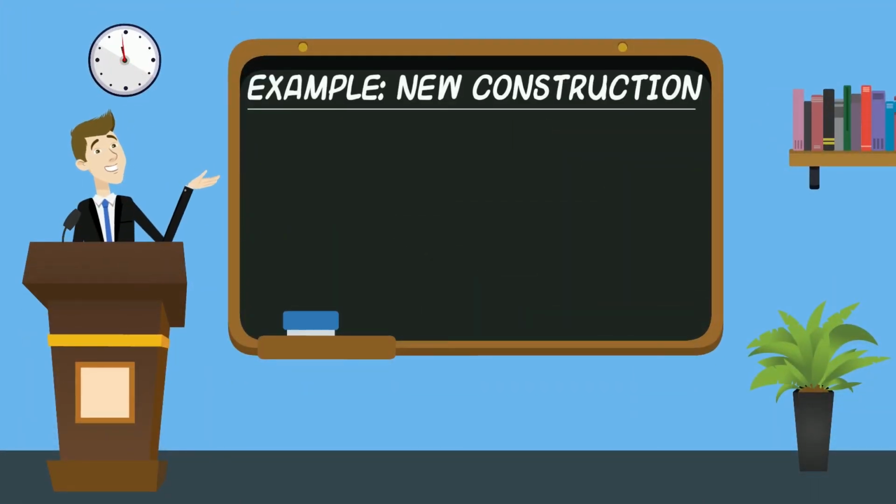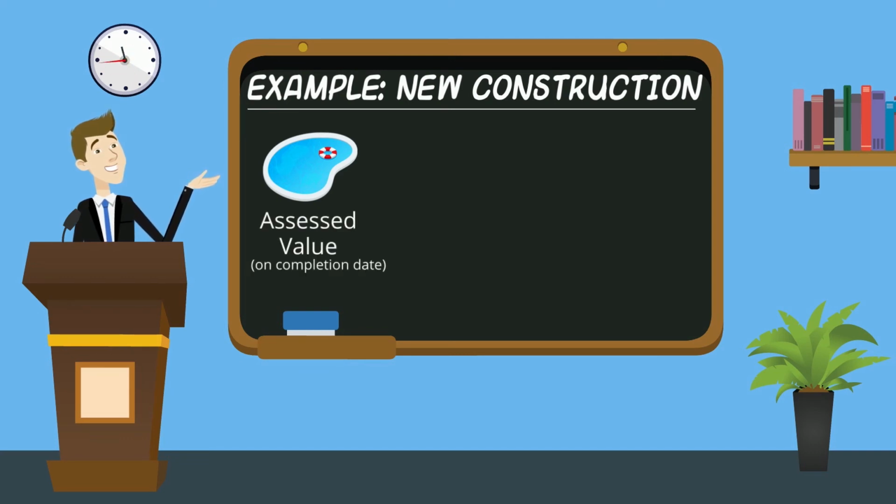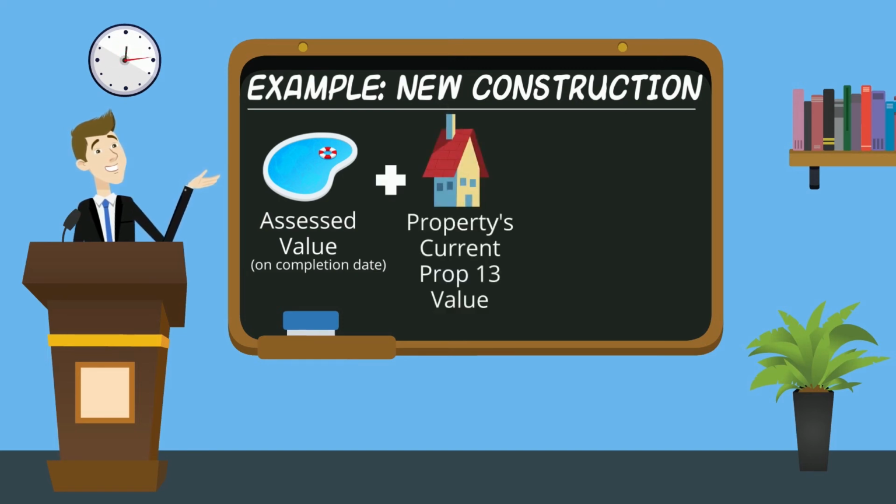Here's another example, this time involving new construction. Let's say you installed a swimming pool a few years after you bought your home. The assessed value of the pool, as of its completion date, is added to your property's current Prop 13 value. This combined amount becomes the total amount on which taxes will now be based.